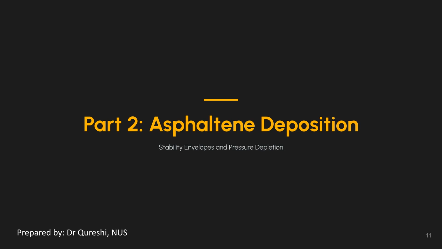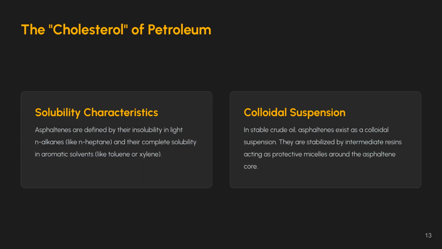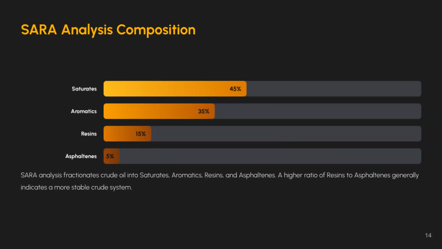Now we move to Part 2, asphaltene deposition. We will discuss stability envelopes and the impact of pressure depletion. Asphaltenes are complex, polar, heavy fractions of crude oil containing heteroatoms and trace metals defined by their solubility class. Often called the cholesterol of petroleum, asphaltenes are insoluble in light alkanes but soluble in aromatics, existing in crude as a colloidal suspension.